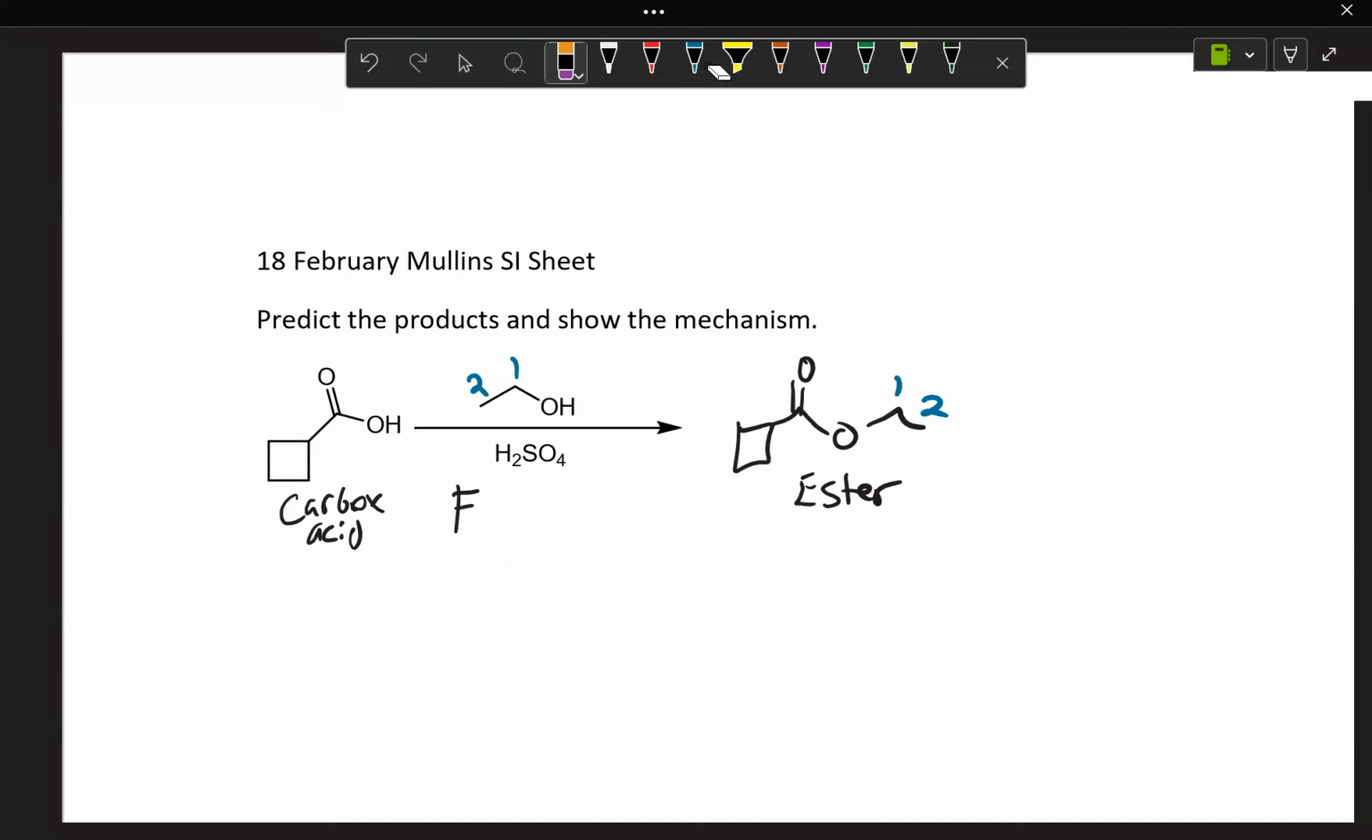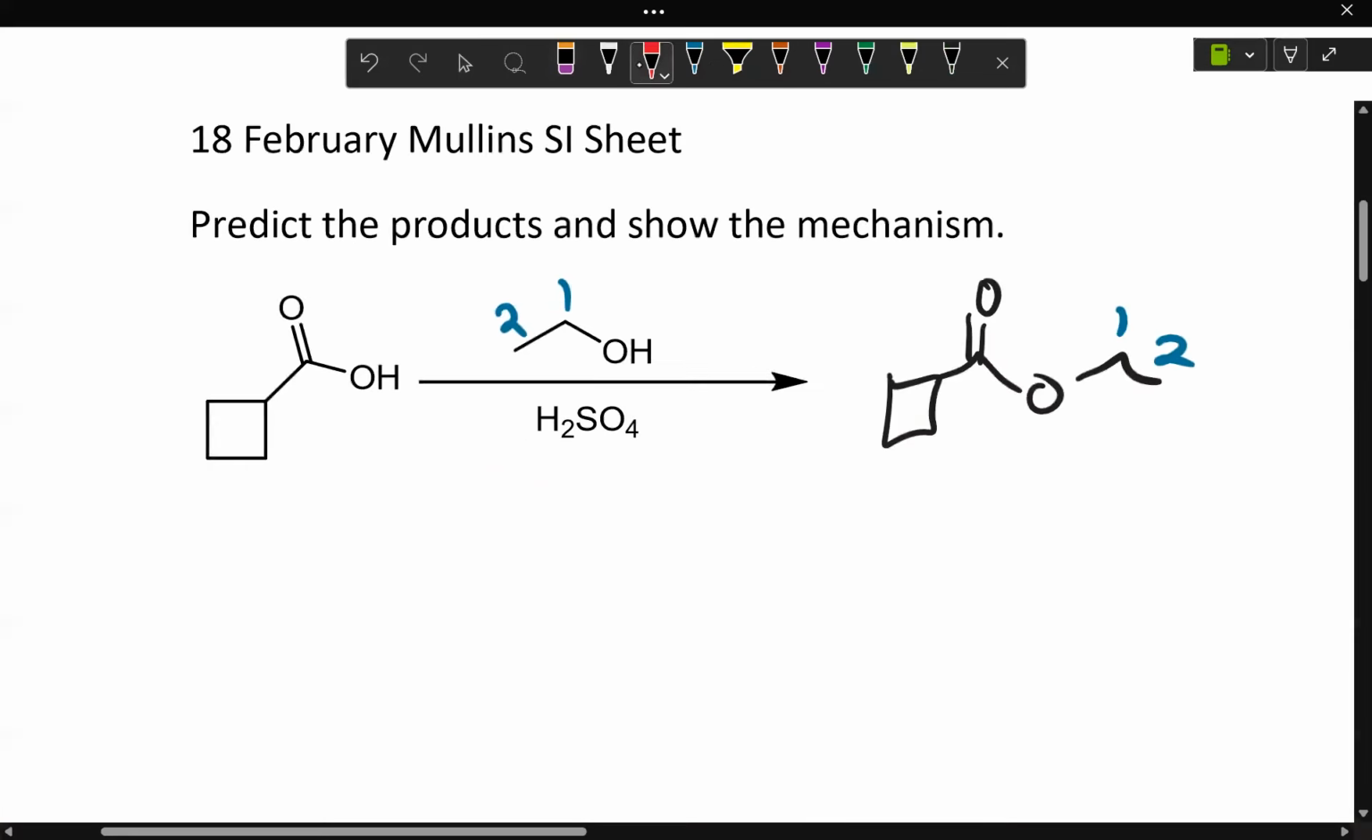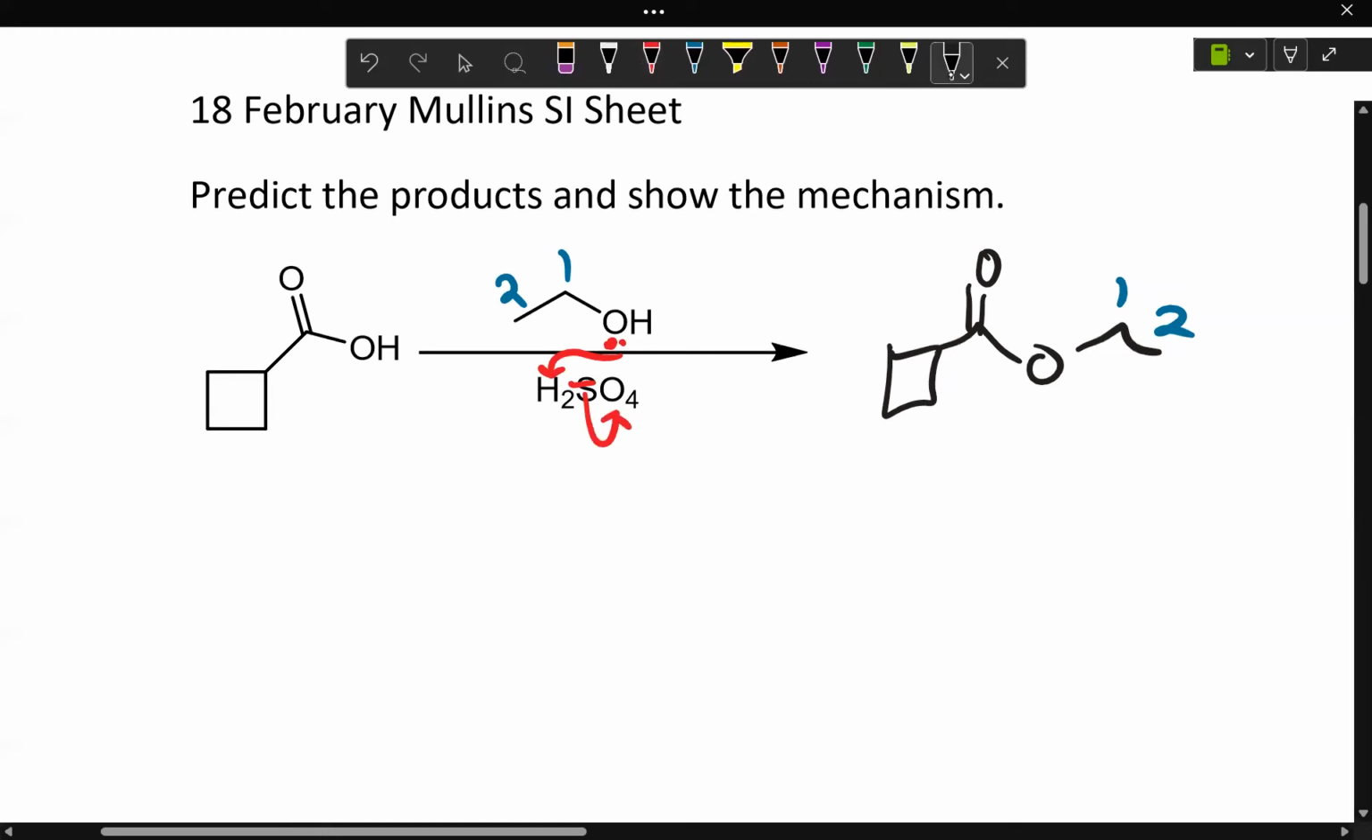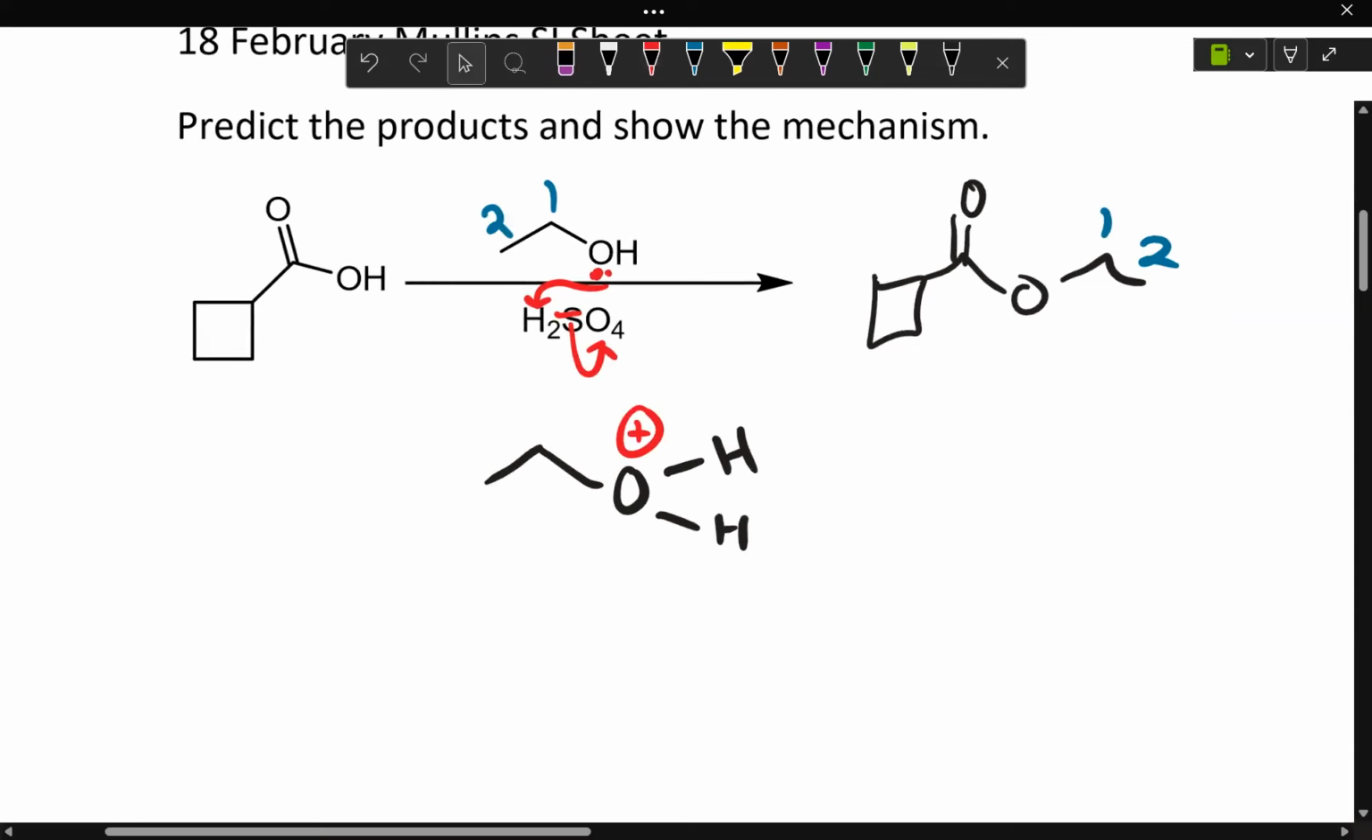So let's show the mechanism of this. So first, what occurs is this ethanol and sulfuric acid are going to react with each other. And this is going to create a protonated ethanol. Ethanol with a positive charge. And this then allows us to have a proton source in order to protonate the carboxylic acid. Because what we want to happen is we want this ethanol to attack the carbonyl.